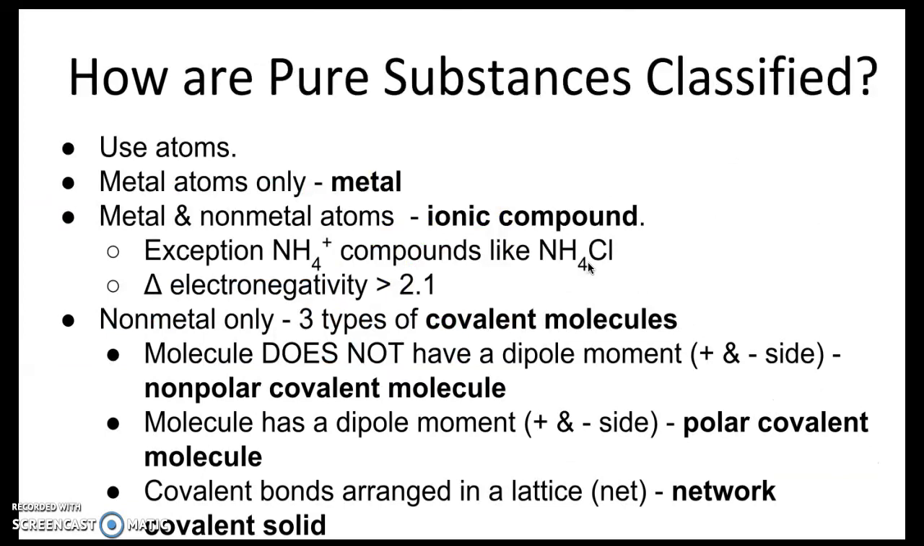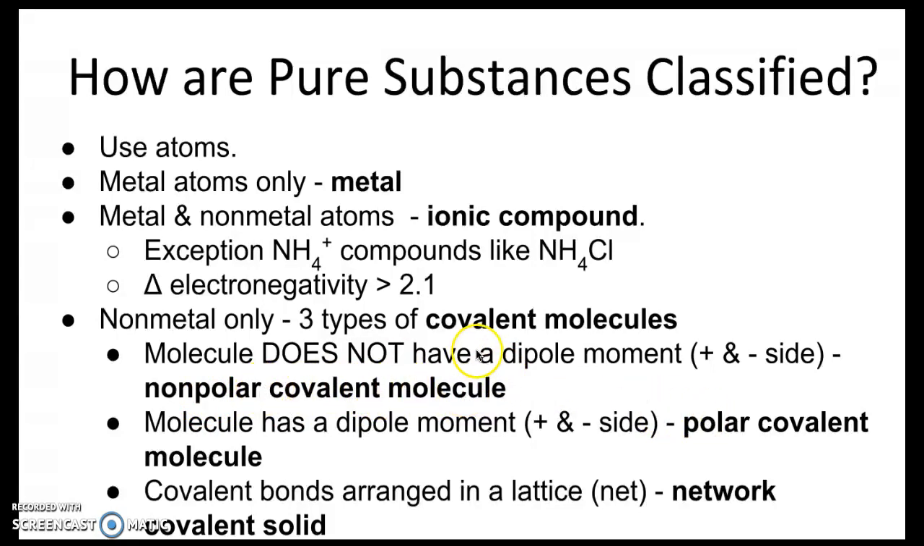Okay, so how do we classify these pure substances? Just a quick recap. You're going to use your atoms. If it only has metal atoms, it's a metal. If it has a metal and a non-metal, it's ionic. Remember, NH4 plus is sort of our metal here because it's a cation. Non-metals can make covalent molecules, and we sort of break those down into nonpolar covalent and polar covalent.